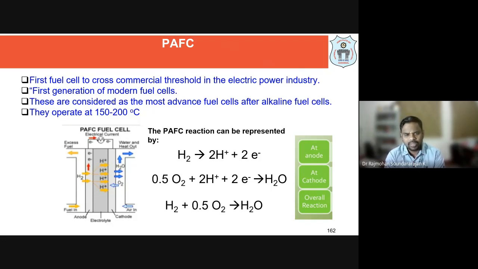Okay, so what is happening at the anode? At the anode side, hydrogen gets split into H plus ions and electrons. These electrons pass through the external circuit, which is felt as the EMF generation. Then coming to the cathode side, we have 0.5 O2 plus 2 H plus plus 2 electrons combining to form water, and that is the reaction taking place at the cathode side. Okay, so the overall reaction is H2 plus half O2 becoming water.